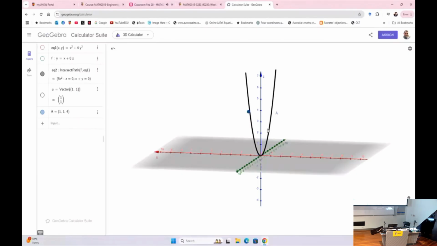Now, can you solve these using GeoGebra? Maybe. You'd have to fit a tangent line to that curve at the point A. Probably GeoGebra is smart enough to do that. You just have to work out the slope. Okay?